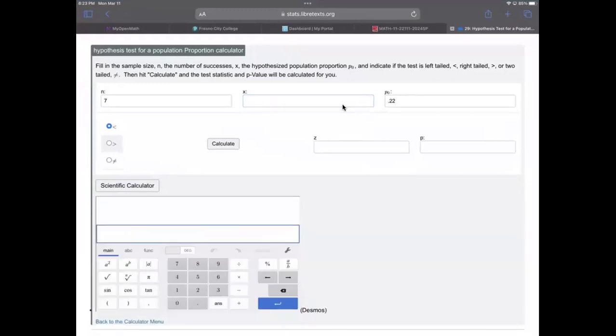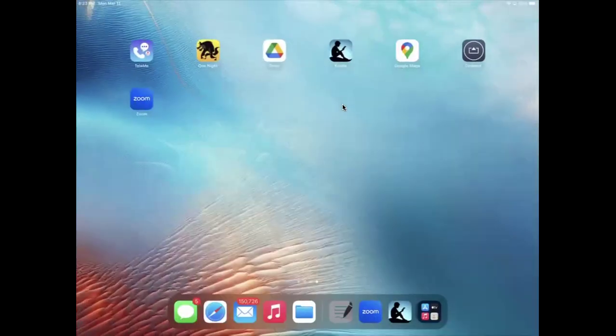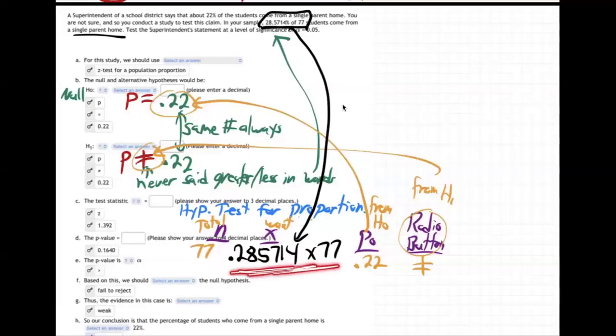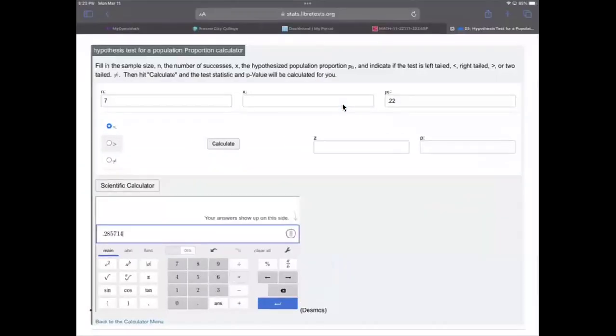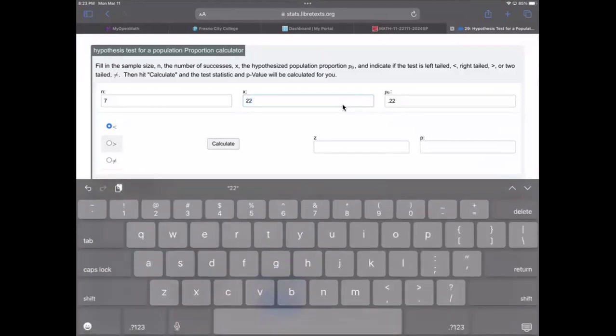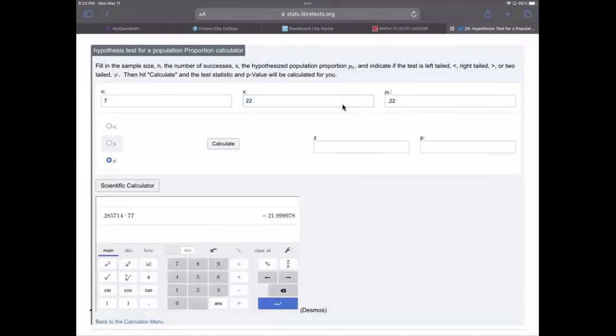0.285714. Is that what it was? 285714. I can't remember. Yeah, 285714 times 77. So I'll go back here. 285714 times 77, enter. So 21.99999, to round that, that'll round to 22, won't it? Then choose the radio button, not equal. See how I'm choosing the radio buttons over here? Not equal. Oop, there we go, not equal.